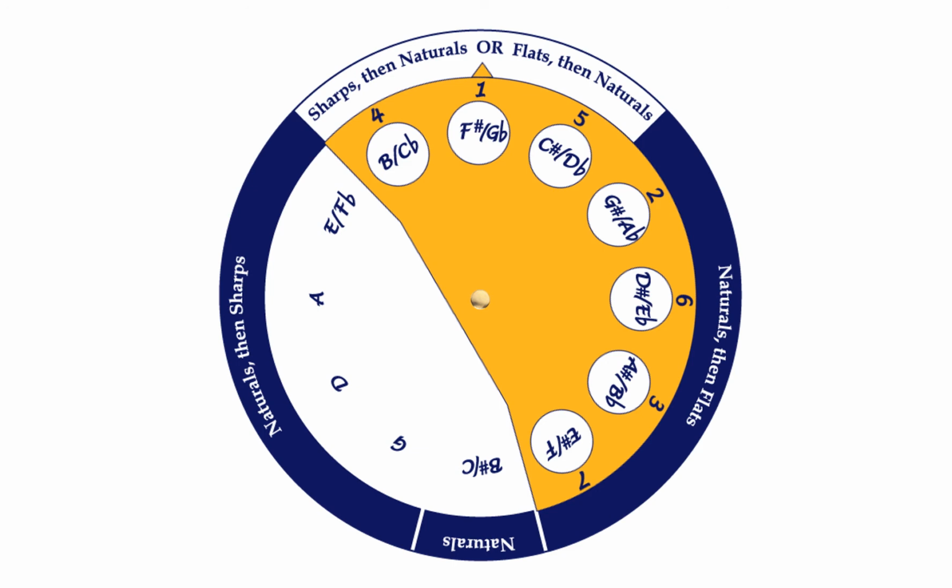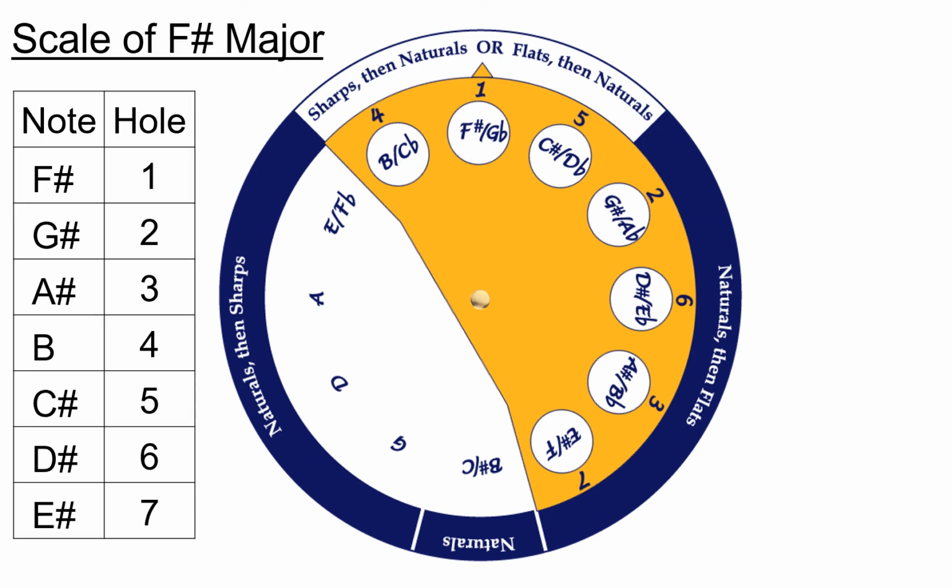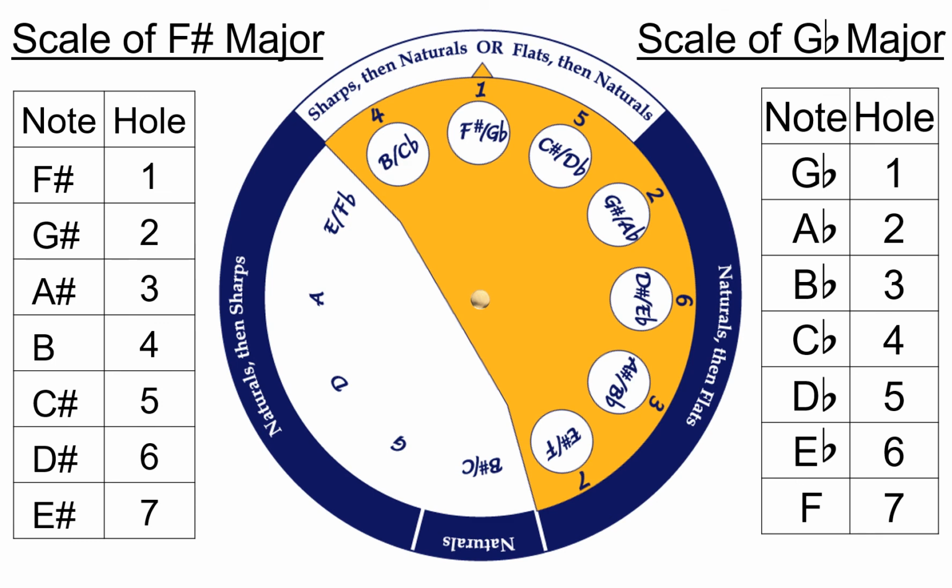In the first case, the scale is called F sharp major and contains the notes F sharp, G sharp, A sharp, B, C sharp, D sharp, and E sharp. In the second case, the scale is called G flat major and contains the notes G flat, A flat, B flat, C flat, D flat, E flat, and F. Notice that in both cases, all 7 letters are used.